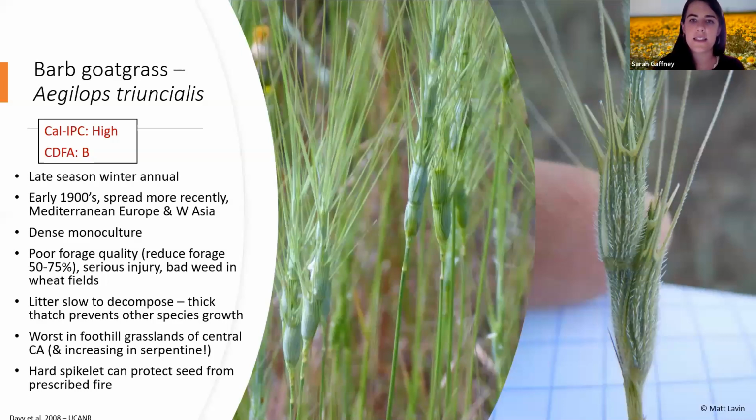What I find interesting is that the seed you can see here is inside that spikelet, and that spikelet is so hard and dense that it can protect the seed within it from the heat of a prescribed fire. Normally prescribed fire is used as an invasive weed control method because it burns up the seeds on the soil to prevent a lot of growth the next year of those invasive grasses. But goat grass can resist the heat of that fire and then grow again the next year.